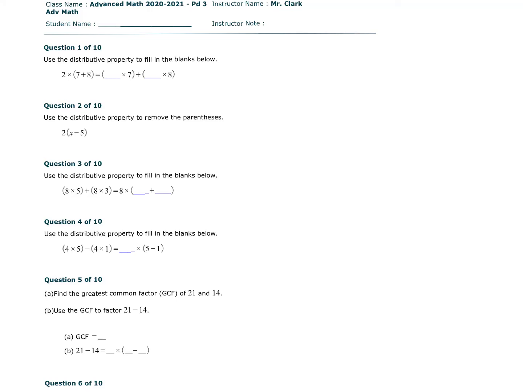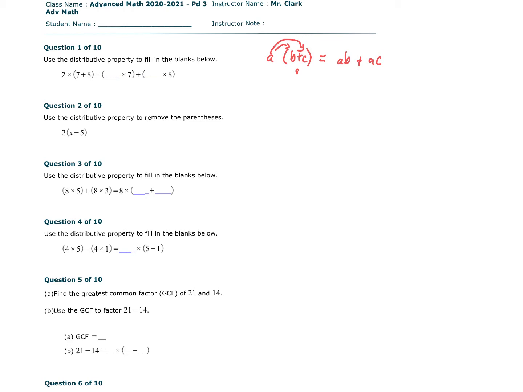Okay, today we're going to factor with the distributive property. So remember our distributive property. If we have A times B plus C, we know that that equals A times B plus A times C. Okay, that's our distributive property. So let's practice that skill first.